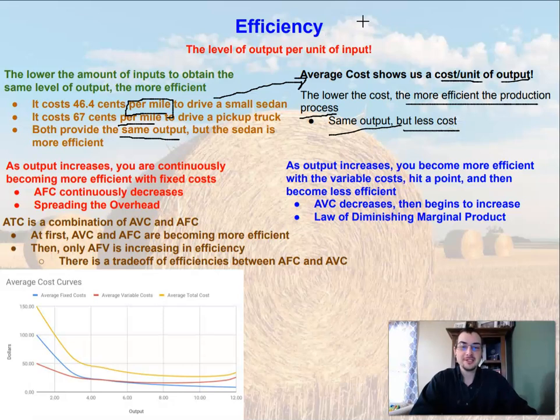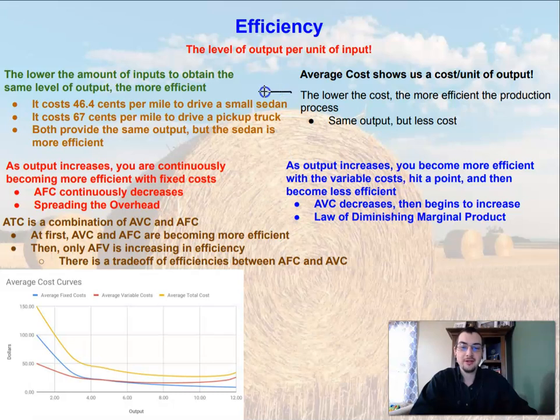What if your business was to haul flowers, deliver flowers, and you could do that in a small sedan, or you could do that in a pickup truck, and all you're doing is just driving around town delivering these flowers? Well, which one are you going to choose? You might just choose a small sedan. In theory, you should choose a small sedan because it's more efficient, because it's a lower cost. It's less cost, but the exact same output.